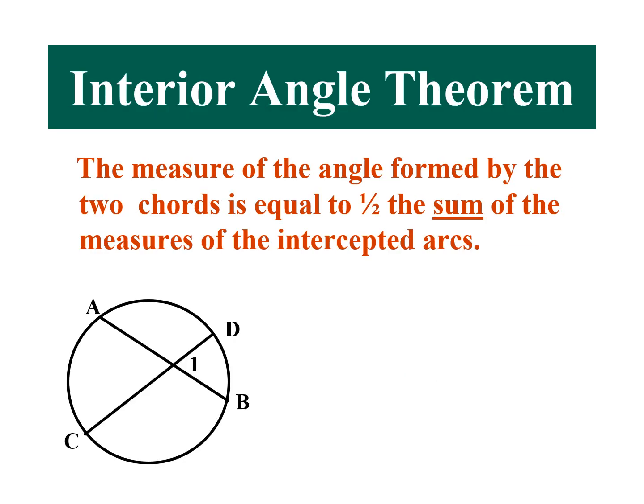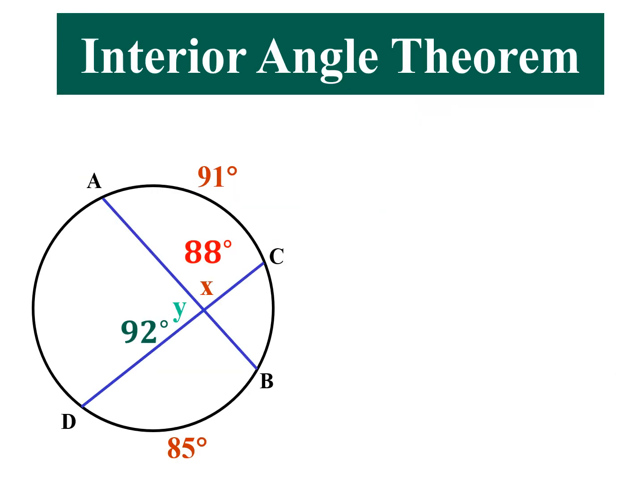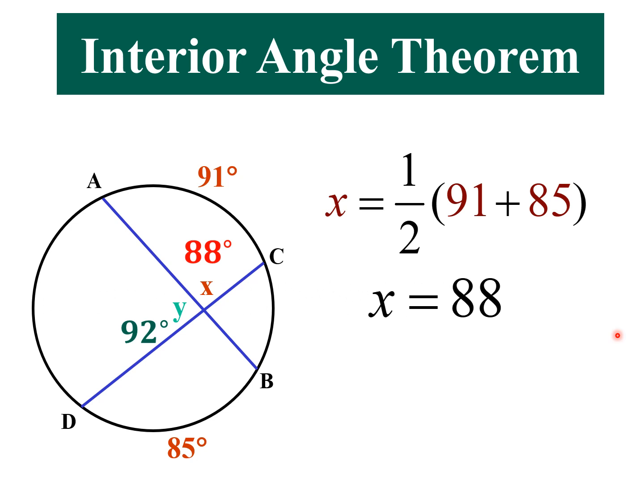So let us have this diagram. In the diagram, we can conclude that measure angle 1 equals 1 half times the measure of arc AC plus the measure of arc BD. Now, we are going to solve for x and y. For x, as you can see here, x is equal to 91 plus 85 divided by 2, or x is equal to 1 half times the sum of 91 and 85. And 91 plus 85 is equal to 176, divided by 2. So x equals 88.